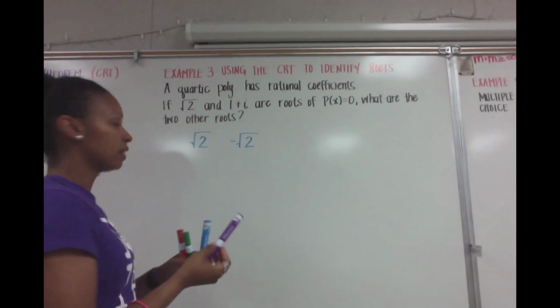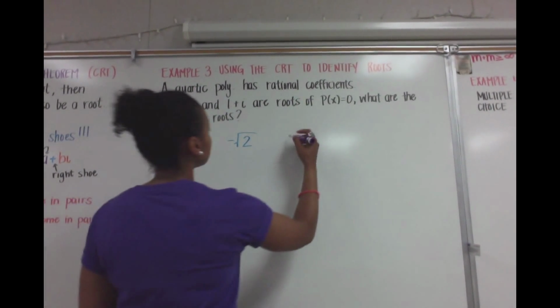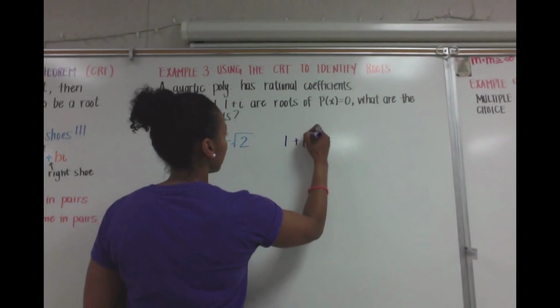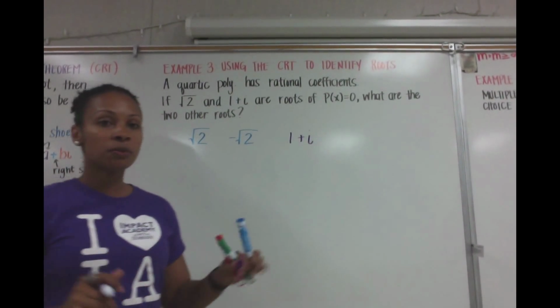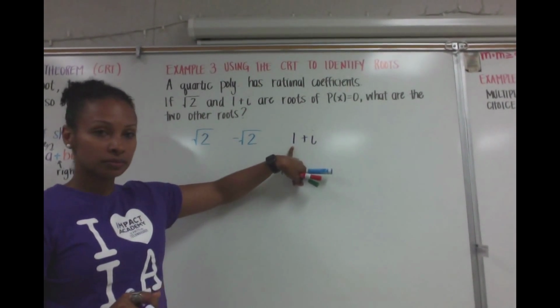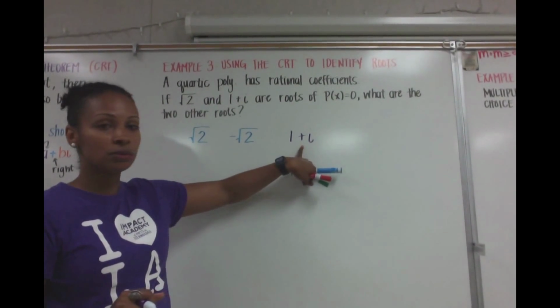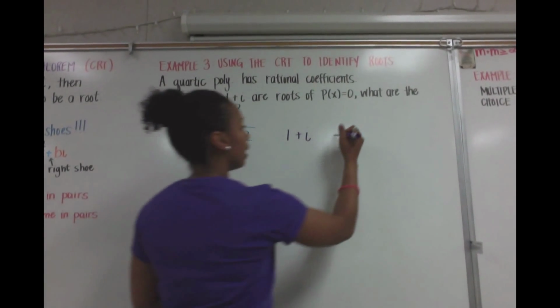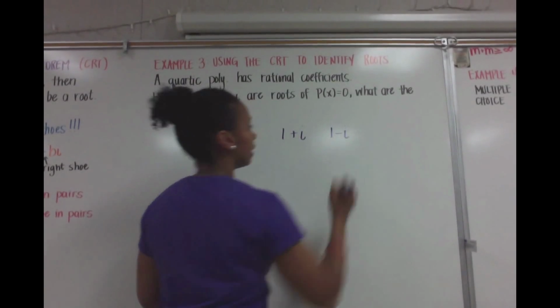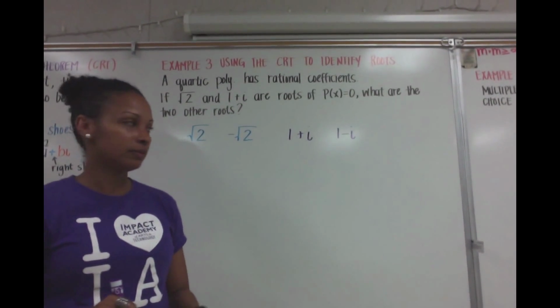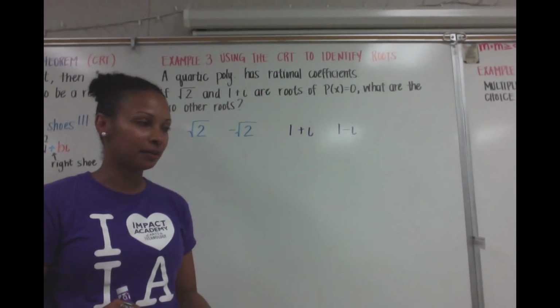Now we have this other pair, purple shoes. 1 plus i. Remember, we want them to stay purple, but we need the left shoe, which would be negative. So we'll have 1 minus i. That's it. Yeah, it was that easy.